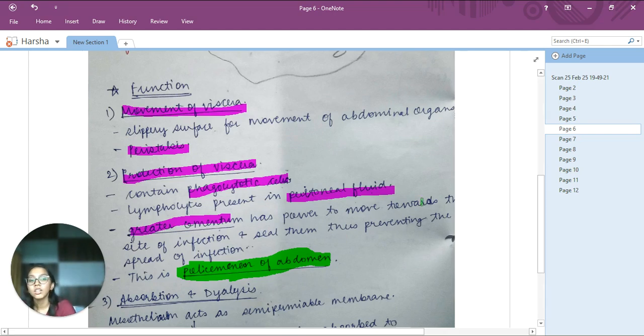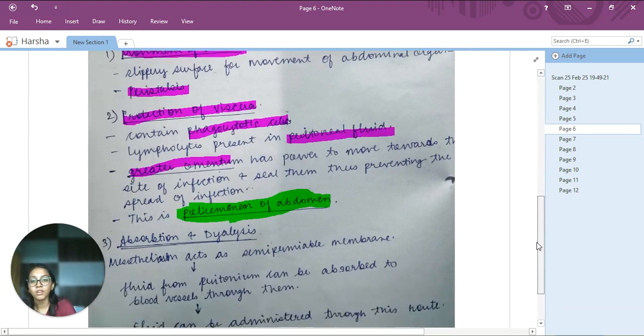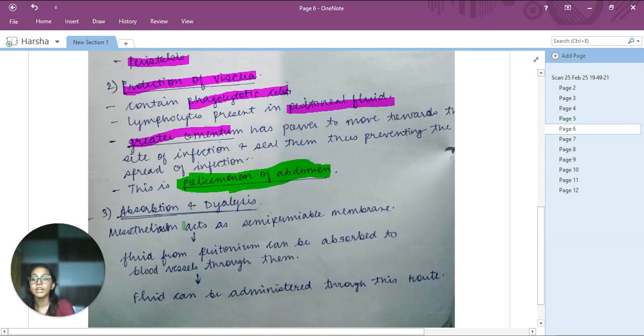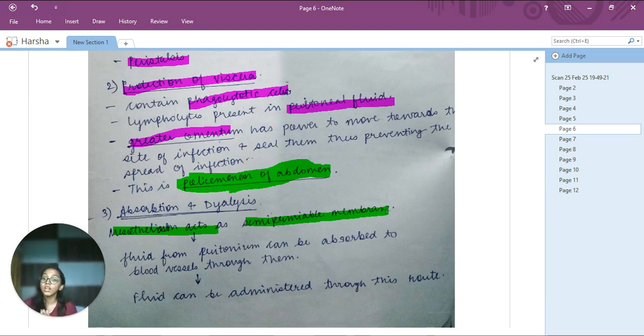Now, the third function of the folds of the peritoneum, or the peritoneum's mesothelium, is absorption and dialysis. So the mesothelium acts as a semi-permeable membrane. Now as we know, the mesothelium which is present over here is semi-permeable. That is, it does not allow all types of substances to pass through it, but only certain substances.